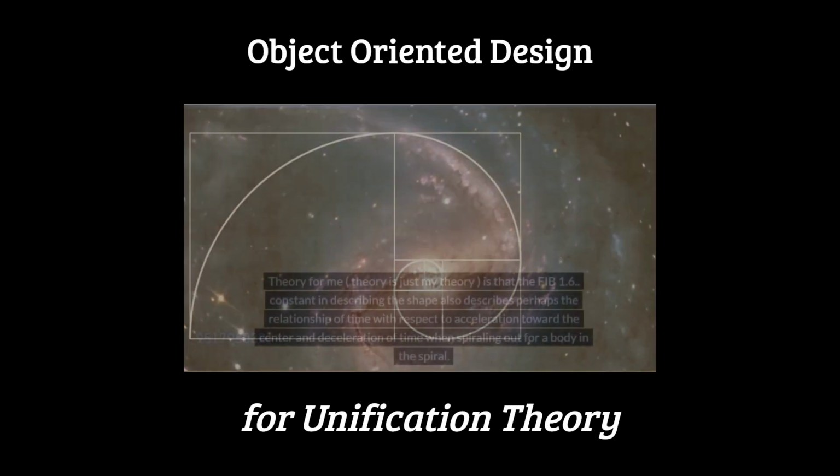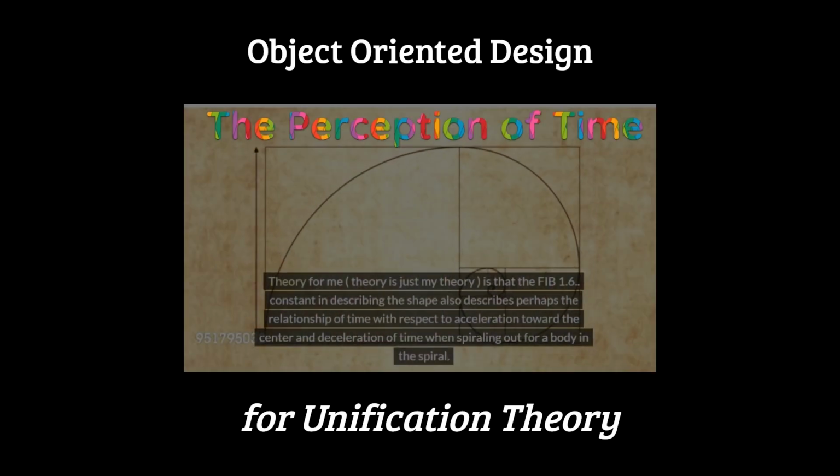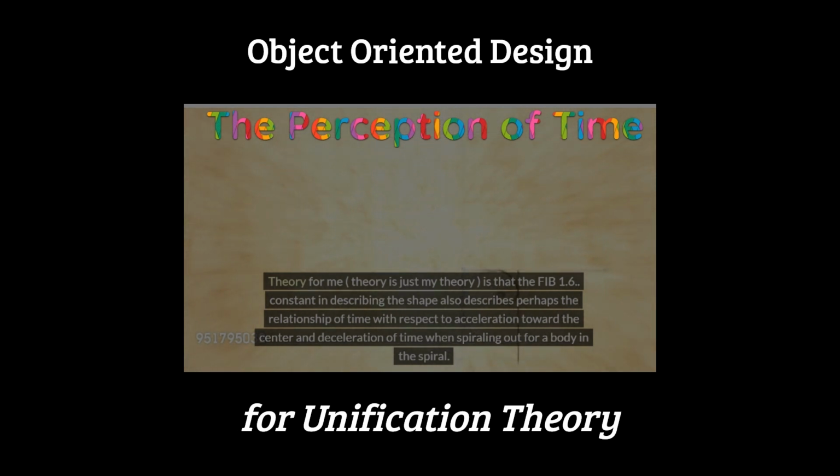Theory for me. Theory is just my theory. Is that the Fibonacci 1.6 constant in describing the shape also describes perhaps the relationship of time with respect to acceleration toward the center and deceleration of time when spiraling out for a body in the spiral?